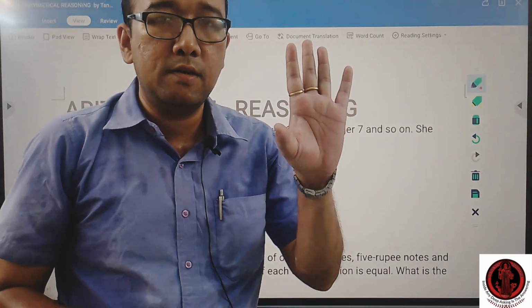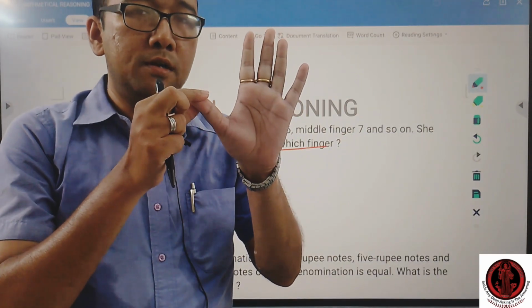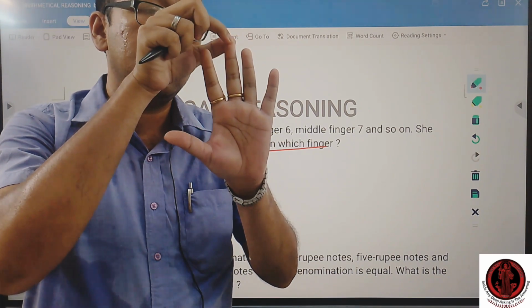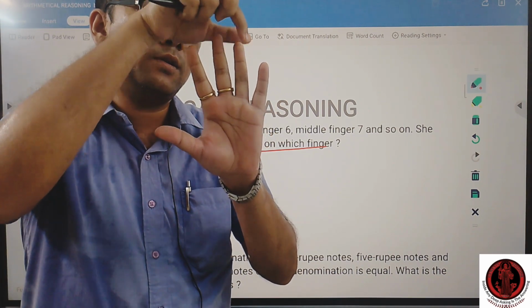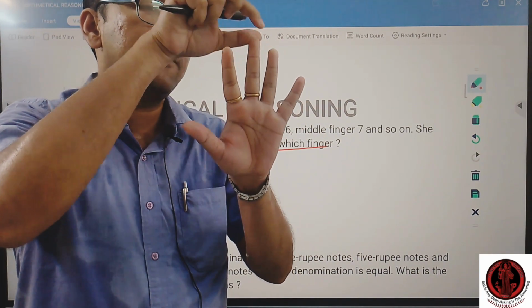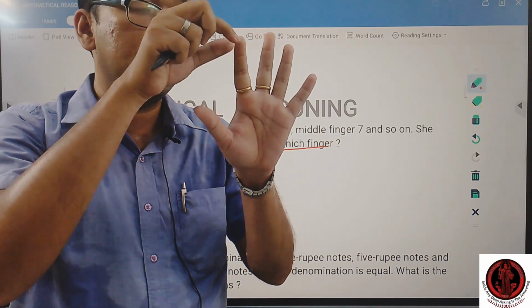So left hand is this one. The thumb finger is 1. Then this one 2. This is 3. This is 4. Then this is 5. Then again this is 6, reverse direction, 7, 8 and 9.